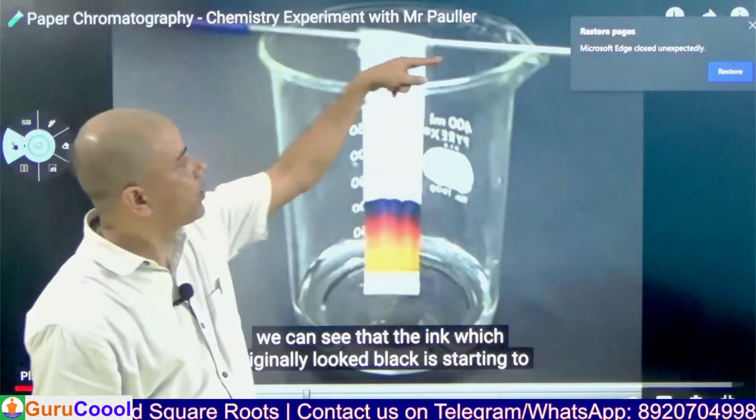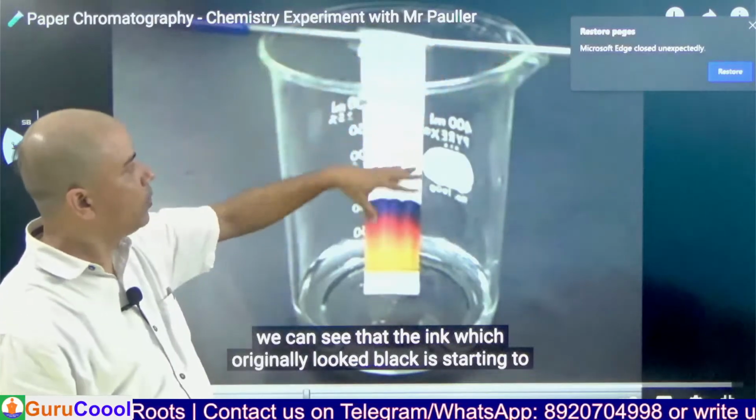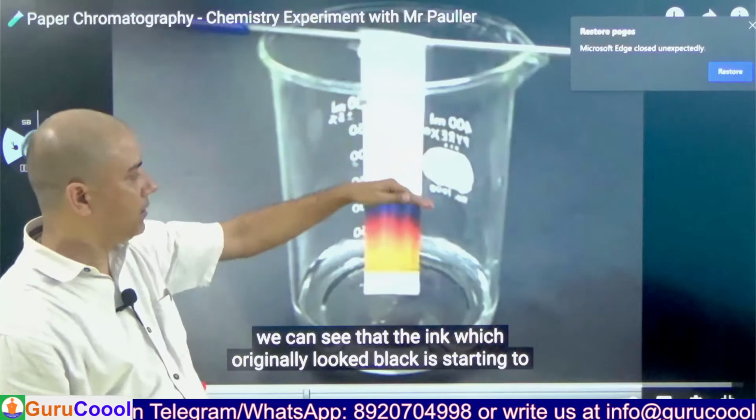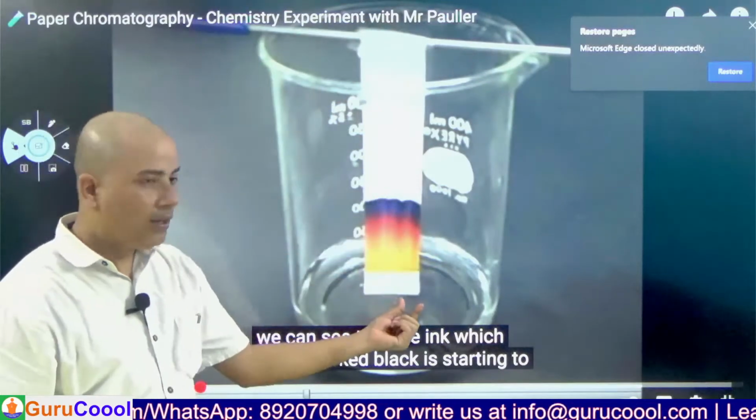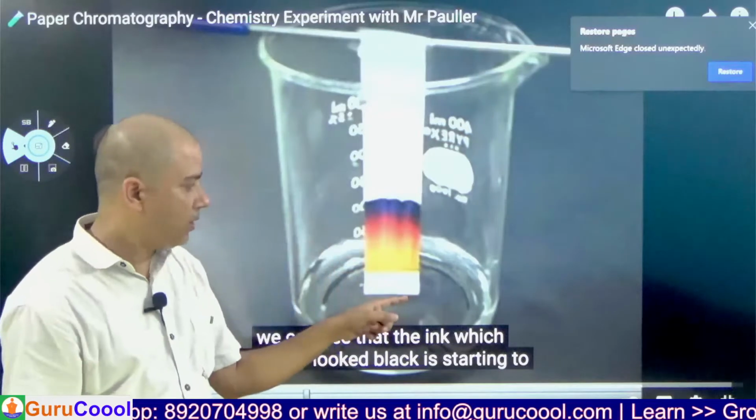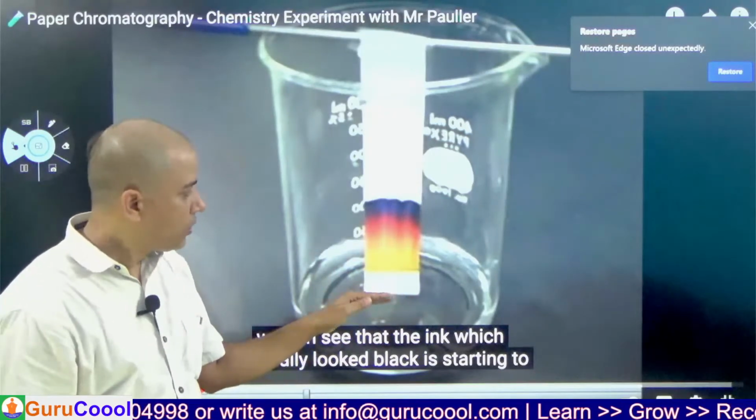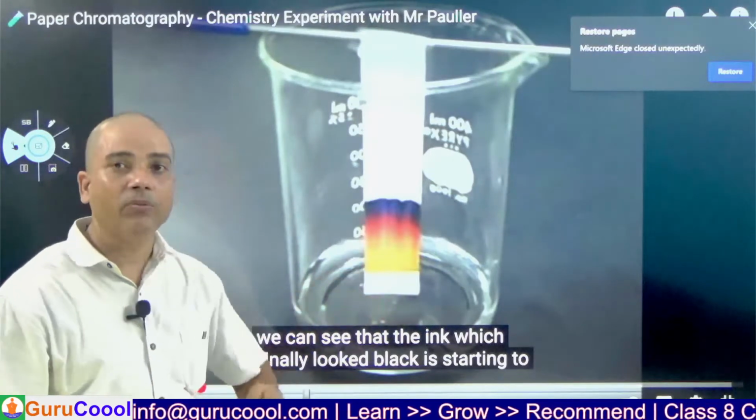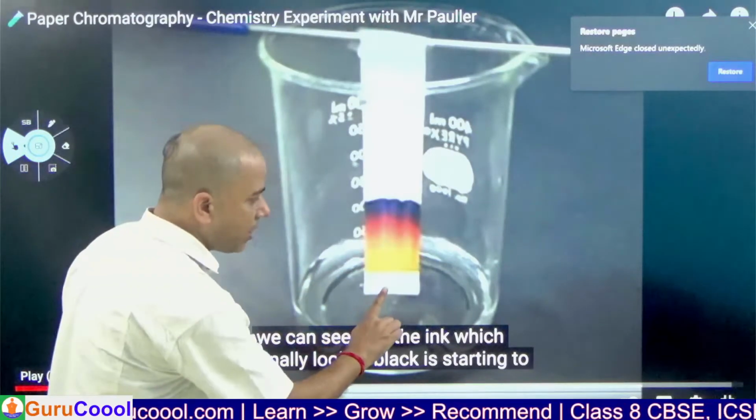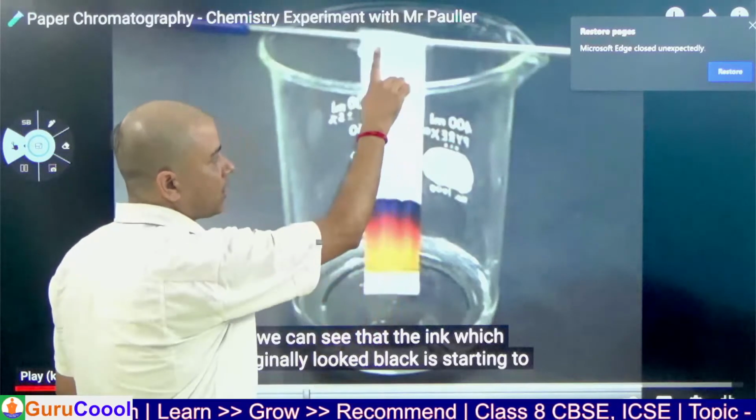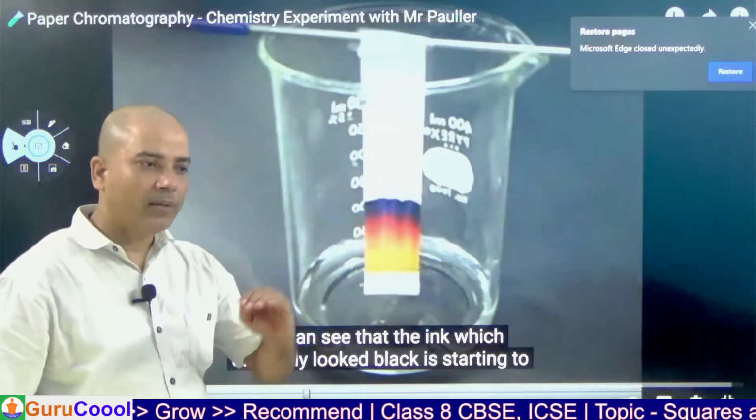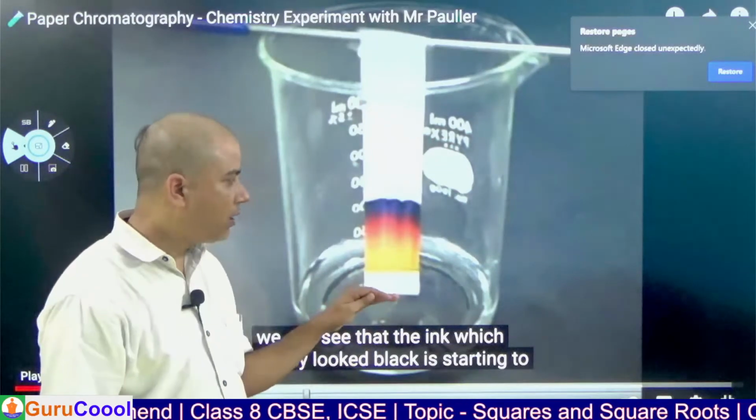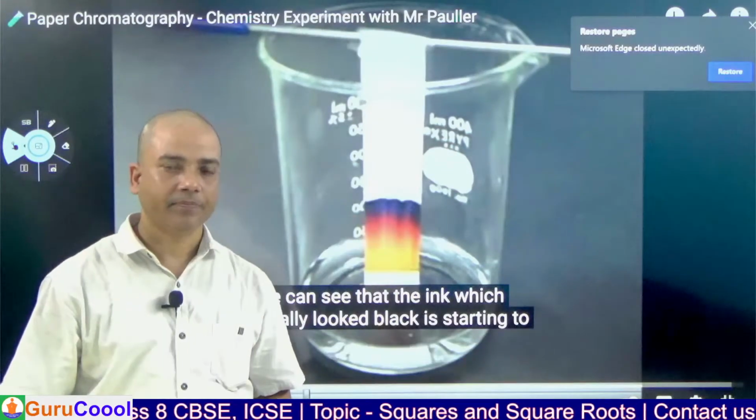You can see there is a stick on the top, on the beaker. It has been rounded here so that it can hang inside. In the bottom, take a very small amount of water so that only one end, a small part of that strip, can be wet. Now water will start moving up through the strip. Water will move and it will carry the colors as well.